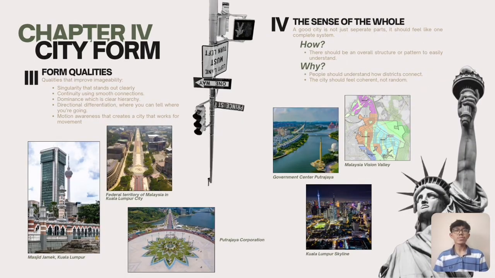The third point of the city form is form qualities. These are the qualities that improve a city's imageability, meaning how easily people can understand and remember it. Some important qualities include singularity, where elements stand out clearly, and continuity, which creates smooth connection between spaces. There is also dominance, which provides a clear hierarchy and directional differentiation, so people can tell where they are going. Lastly, motion awareness, to ensure the city supports movement effectively. These qualities are important because they help people understand how different districts connect so the city does not feel random.